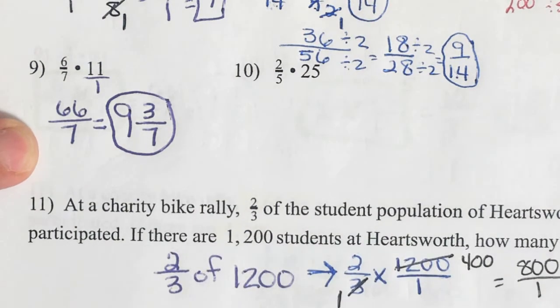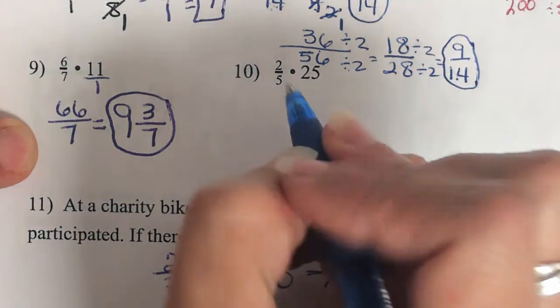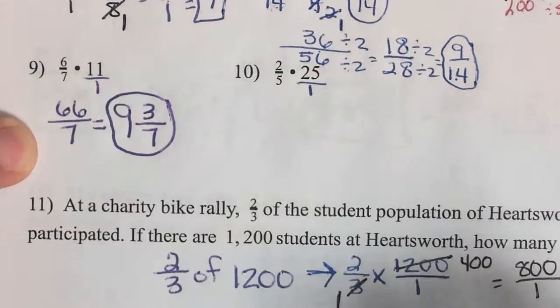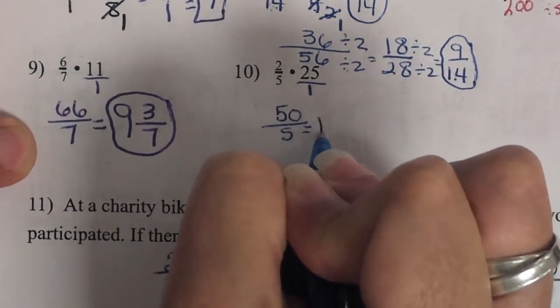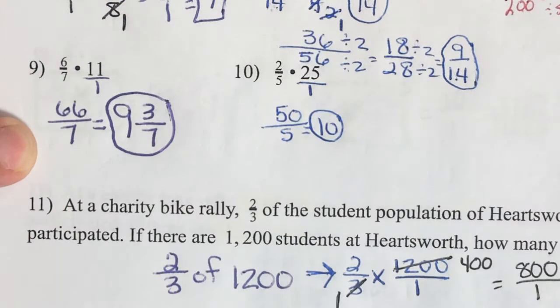Okay. On the next one, you've got 2/5 times 25 over 1. Doesn't matter how you do it. You could do 50 over 5, but it is 10. Whatever you did, it is 10.